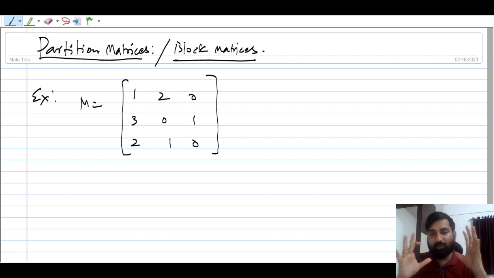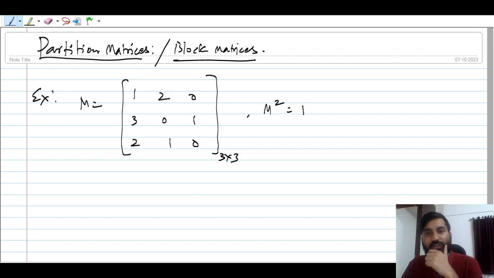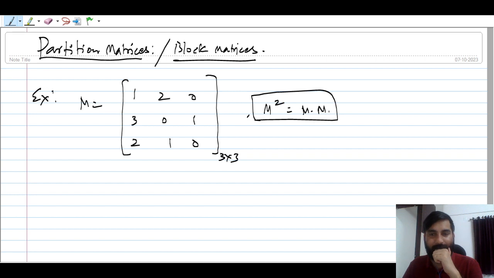Because nowadays abundance of data is available, so your matrix can be of any size, of any order. If somebody asks you, can you find M square? It is a 3 by 3 matrix, so what you will always do is put M dot M, means you will multiply two matrices. It is a 3 by 3 matrix, so you will get M square also 3 by 3.